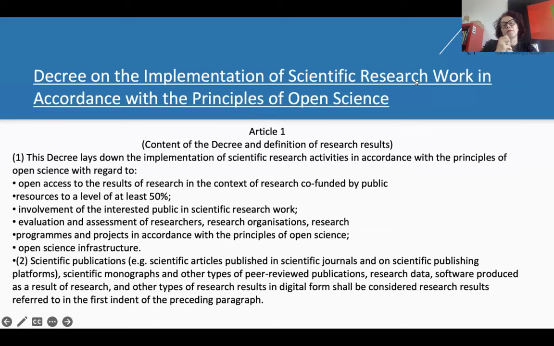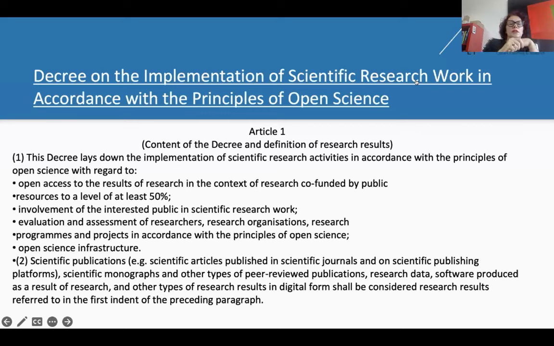Later, as the implementation of the Scientific Act, the decree on the implementation of scientific research in accordance with the principles of open science was adopted. This was in 2023, and all the stakeholders were anticipating this decree very nervously. Especially myself, I was very concerned that, although Slovenia is a very small market, progressive legislation may give some ideas to interested stakeholders to hinder this legislation. But we got it and we have it.